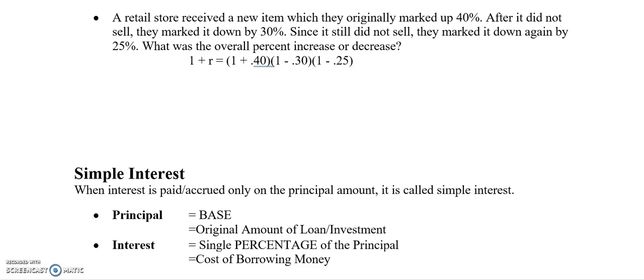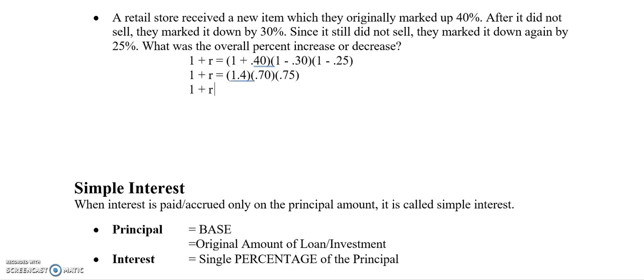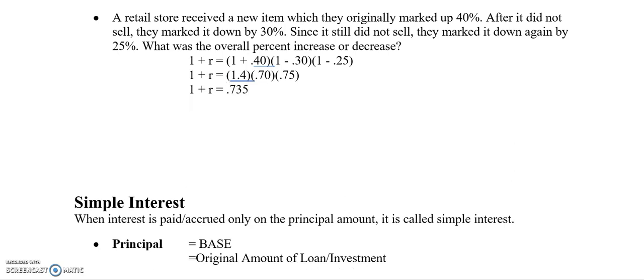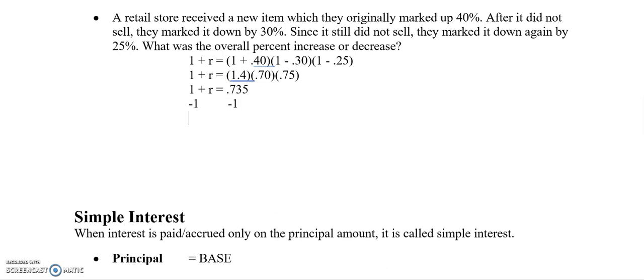So now we do what's inside our parentheses. So we have 1.4 times 0.70 times 0.75, we get 1 plus r is equal to 0.735. Subtract 1 from both sides, and we get that r is equal to negative 0.265, and notice that it is a negative 0.265.